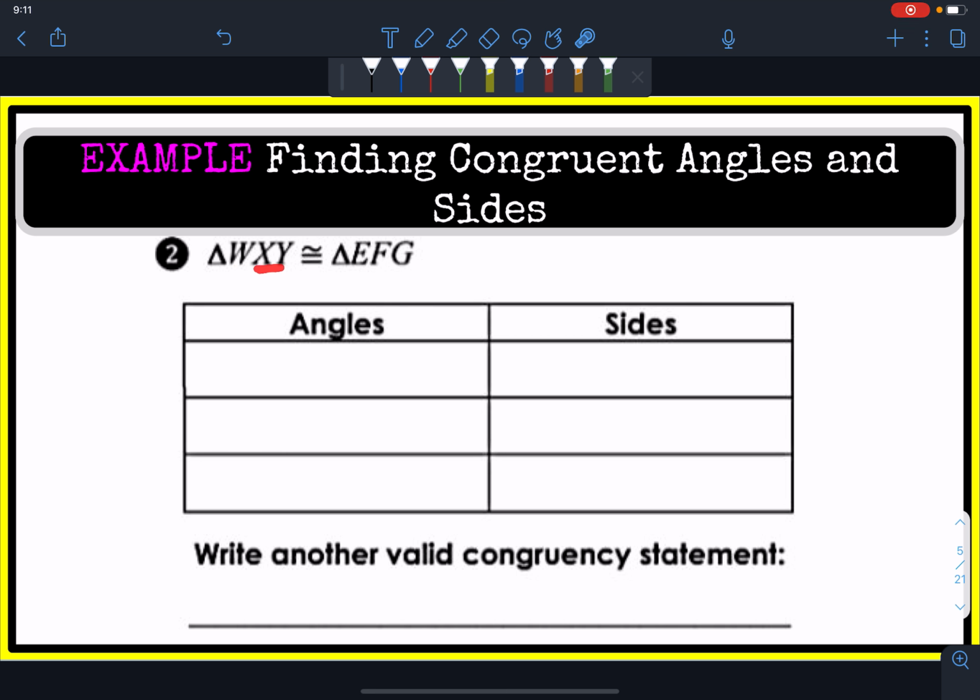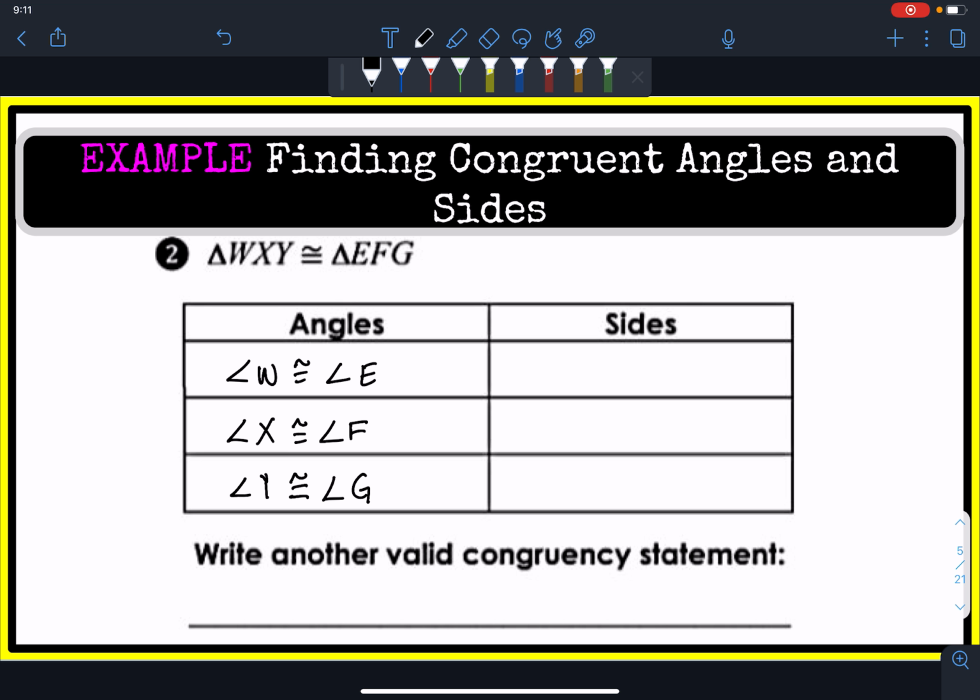Side XY, I'm sorry, I meant WX, not XY. WX corresponds to EF. Side XY corresponds to side FG. And side WY corresponds to side EG over here. So without drawing the triangle, I know what things are going to be congruent. Angle W would be congruent to angle E. Angle X would be congruent to angle F. Angle Y is going to be congruent to angle G.